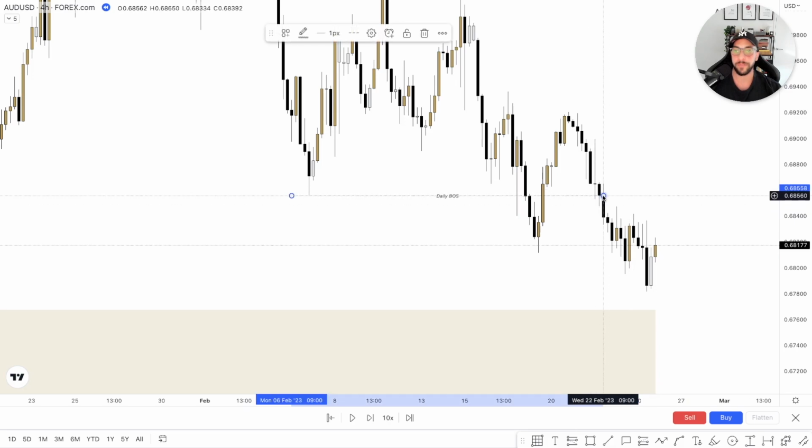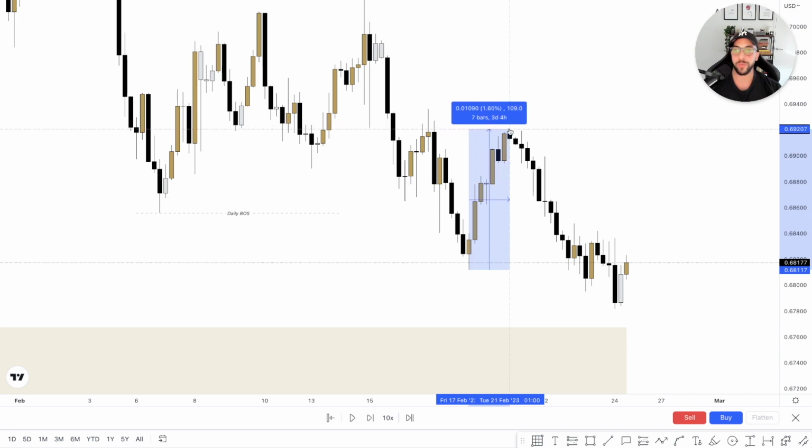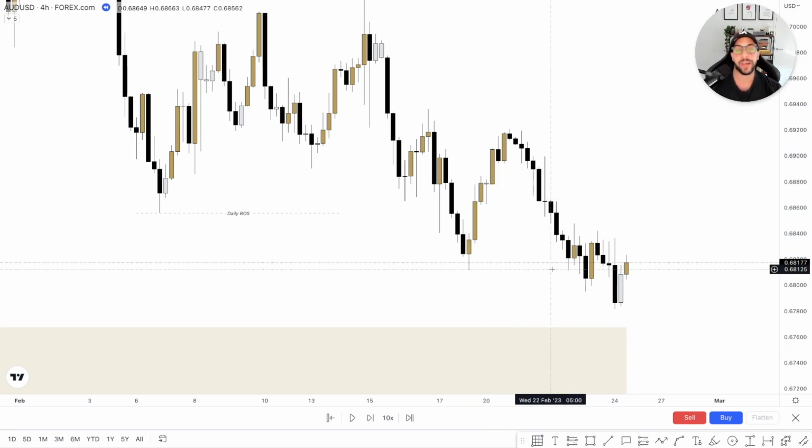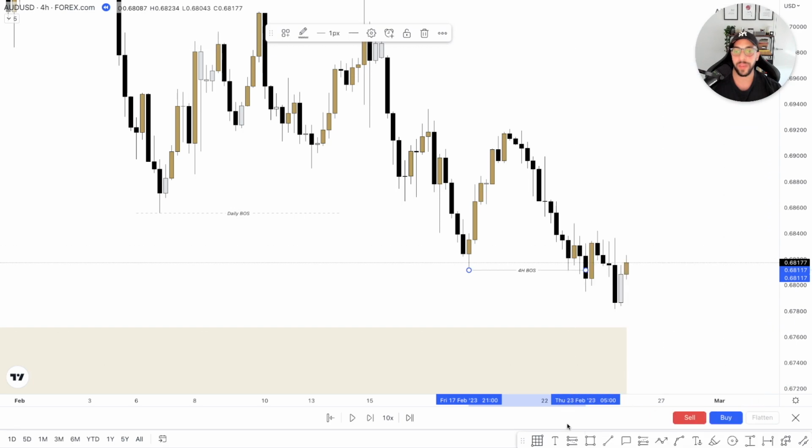Just make this a little bit neater. On the 4 hour, when we came into this zone here and had a bullish pullback greater than 90 pips, which is that 109 that we just saw on the daily, and then we did have a close below here, this confirmed our 4 hour break of structure. So this is our 4 hour BOS. The highest point above is going to be our 4 hour high.